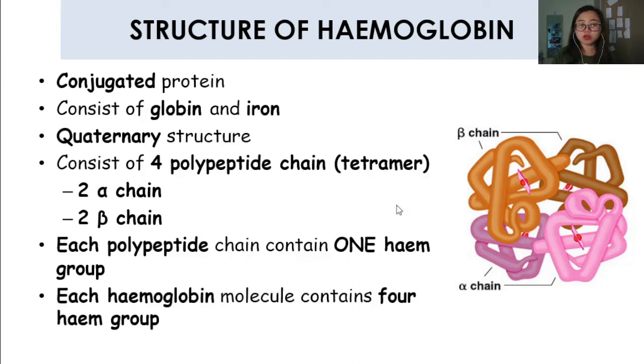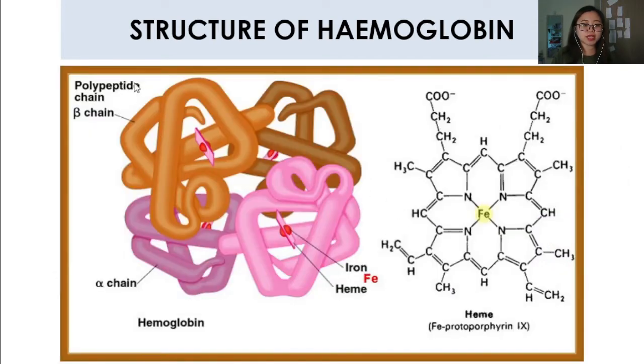And each hemoglobin molecule will contain 4 heme groups. 1, 2, 3, 4. Once again, this is the structure of hemoglobin. Over here, we have the more simple diagram, and on the right we show the molecular structure.